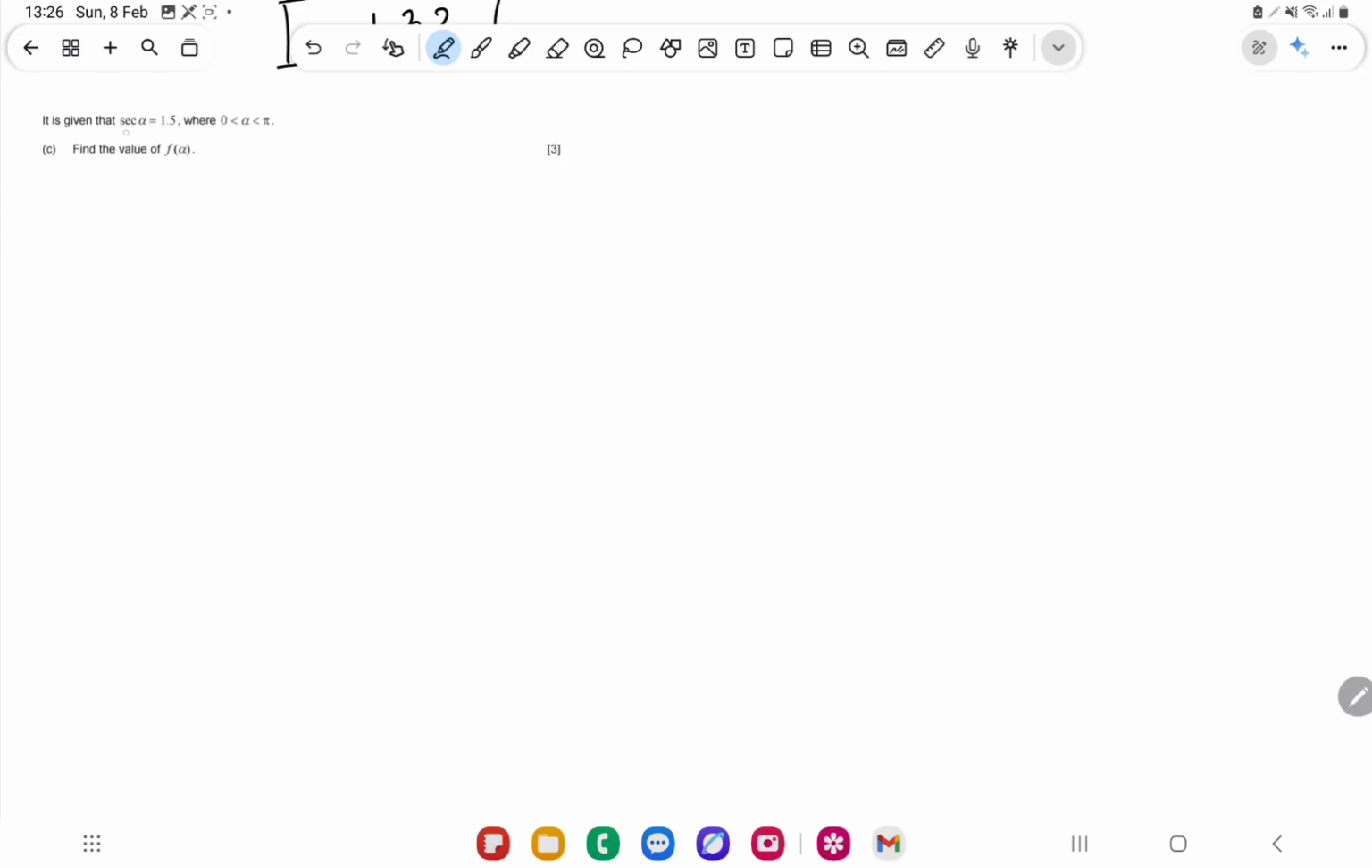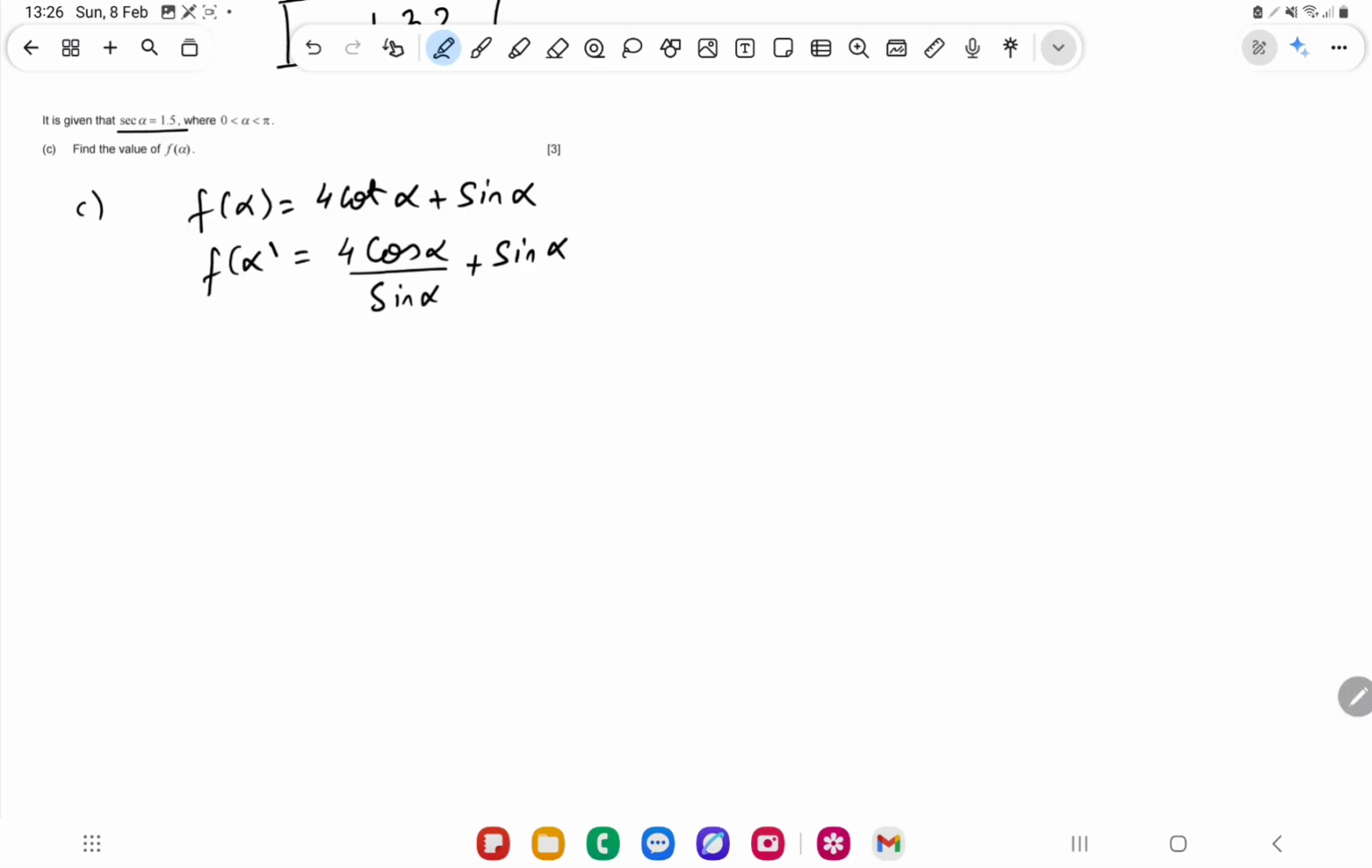Now in the C part, it is given to us that sec alpha is 1.5. We have to find f(alpha). So to solve this part, first I will replace x with alpha. So I will get 4 cot alpha plus sin alpha. Or I can also use 4 cos alpha by sin alpha plus sin alpha. It's your wish which f of alpha you want to use.